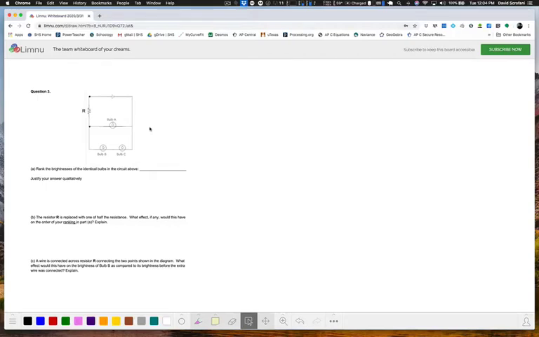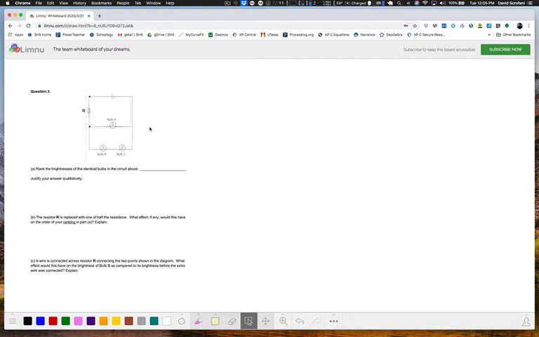Here we have a problem involving 3 equivalent light bulbs in a circuit, and we're asked to think about the brightness of the different bulbs compared to each other and to rank them. At first it says to justify your answer qualitatively, and I'm going to do just that, and then I'll try putting some numbers in so you can see it quantitatively as well.